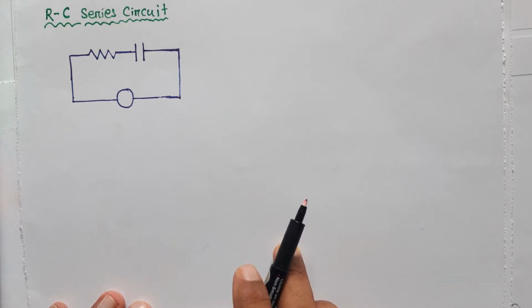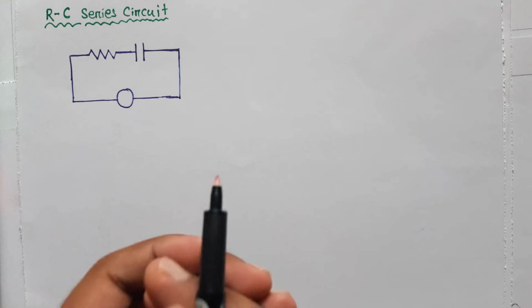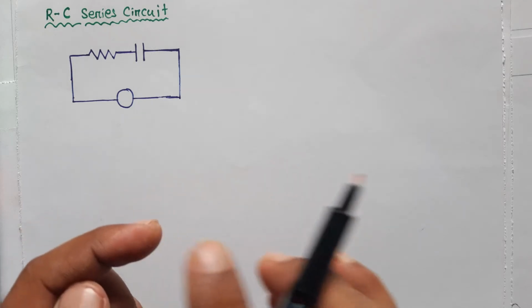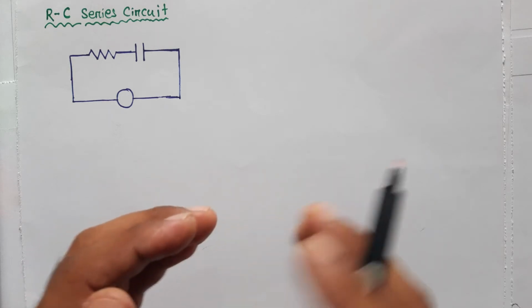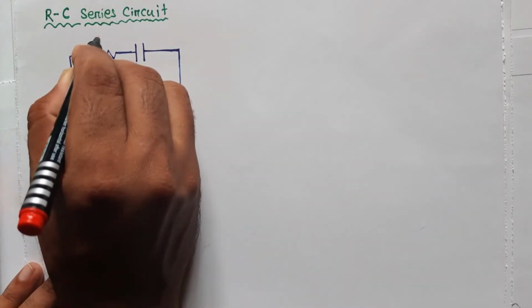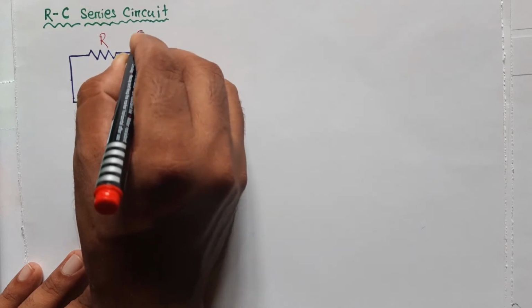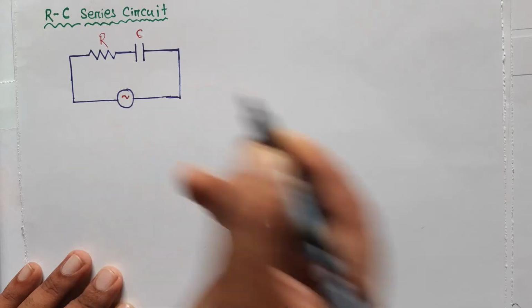Today we are going to discuss the RC series circuit. An RC series circuit generally consists of a resistor connected with a capacitor in series. This is called an RC series circuit. In the circuit shown, there is a resistance R and a capacitor connected in series with a voltage source.